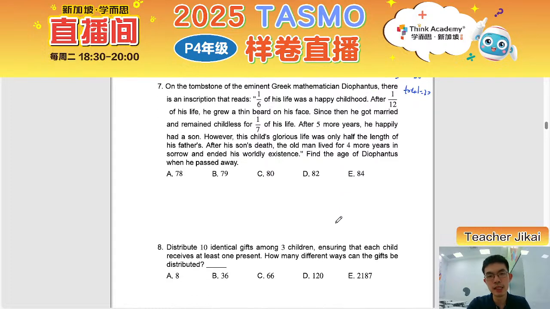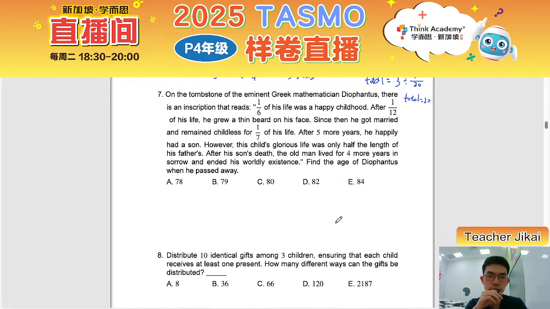Alright, and this one, we have a little novel here. But it is easy, I promise. It's about fractions. So we have a tombstone of a Greek mathematician, Theophanes, and 1/6 of his life is blah blah blah. So do we know the life? We don't know the life, right? So we just build something as x here. We say life is x years.